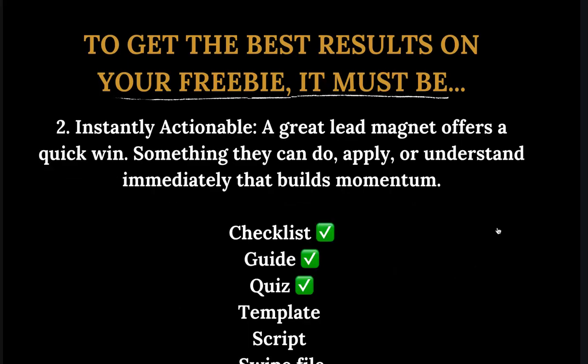Number 2 is it must be instantly actionable. Instantly. Okay, a great lead magnet offers a quick win, something that they can do, apply, or understand immediately that builds momentum. So you want to help your clients achieve something instantly. So it could be a checklist, a guide, a quiz, a template, a script, a swipe file. It could be so many, but I recommend these top 3: checklist, guide, and quiz. Okay, and I'm going to show you some examples of mine.